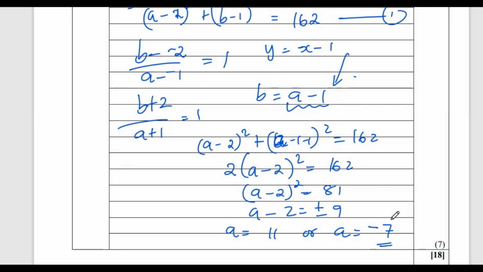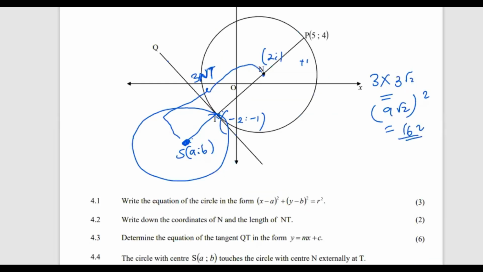Okay. Then we substitute these values into that. So which means b is going to be the -7 minus 1, which is -8. So which means s is -7 and -8. All right.